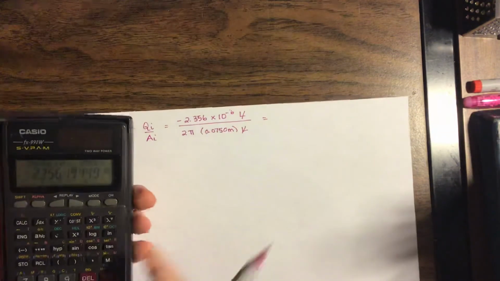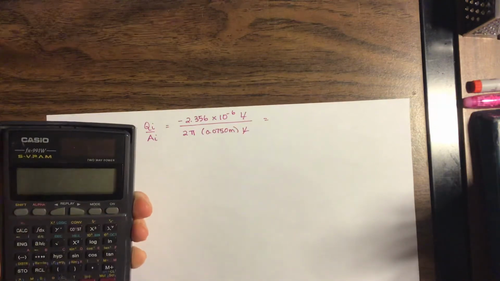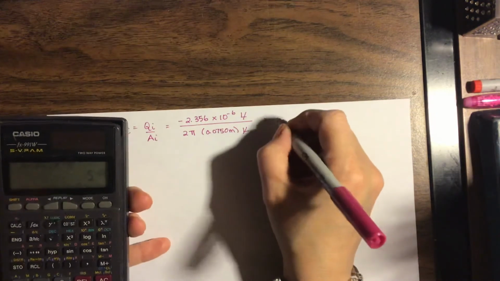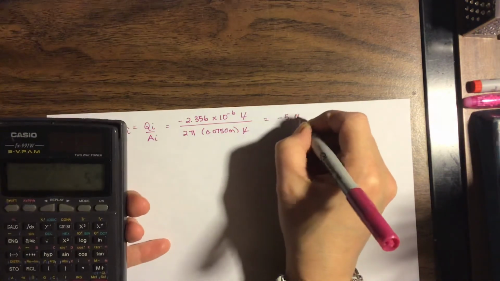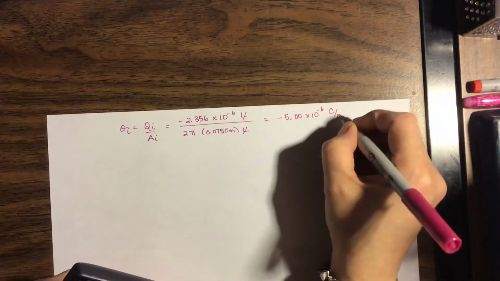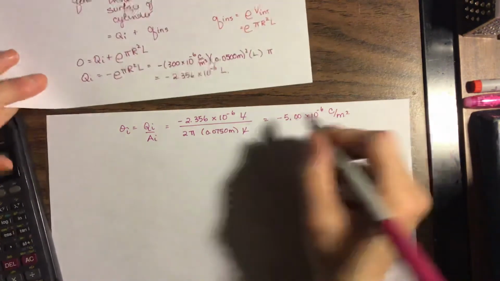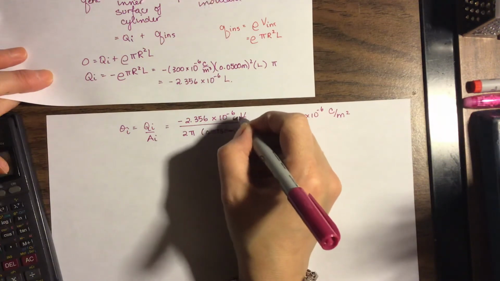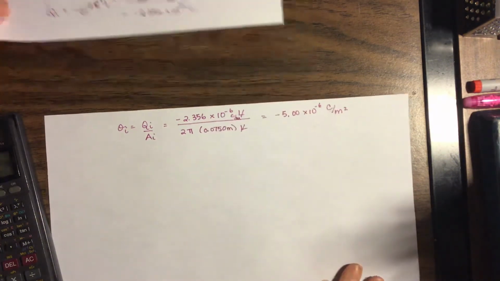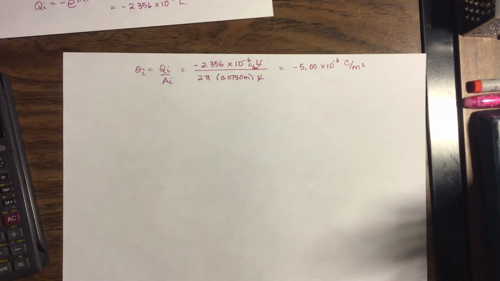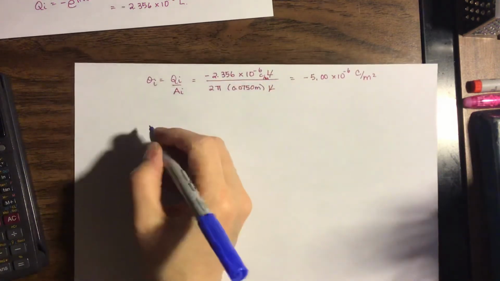So I'll take my charge divided by 2 divided by pi and divide that by the radius. And what I get is minus 5.0 times 10 to the minus 6 coulombs per meter squared. Okay, so there's my charge density on the inner surface of my conductor. The question also asks for the charge density on the outer surface. So let's see about figuring that part next.